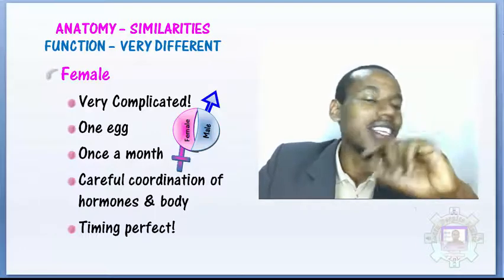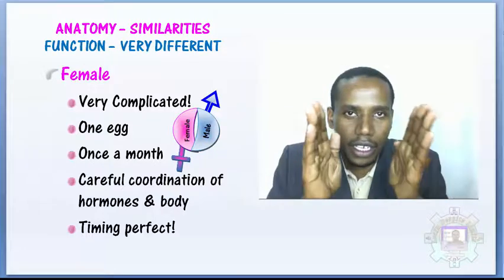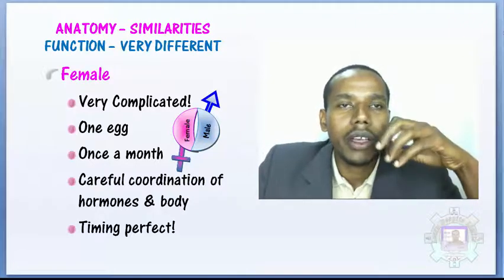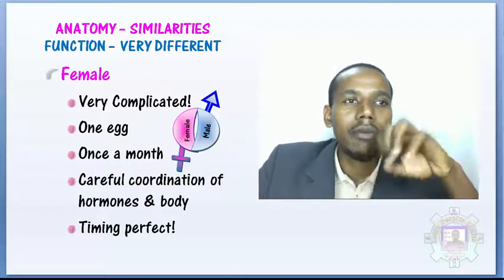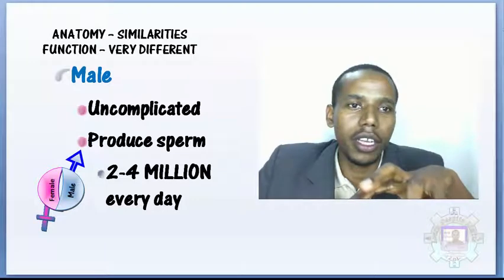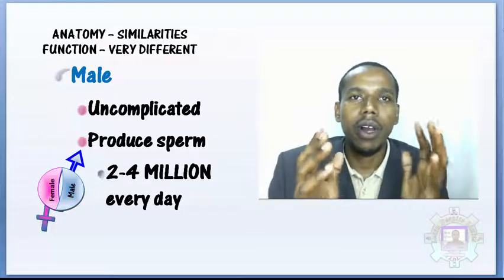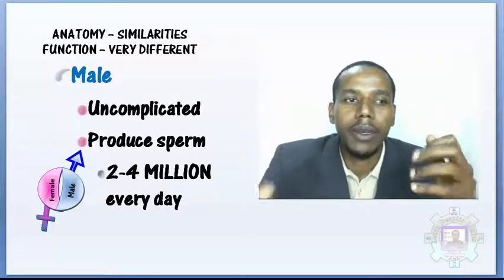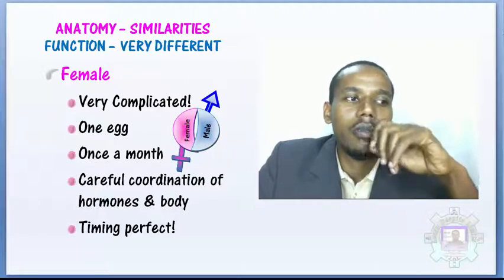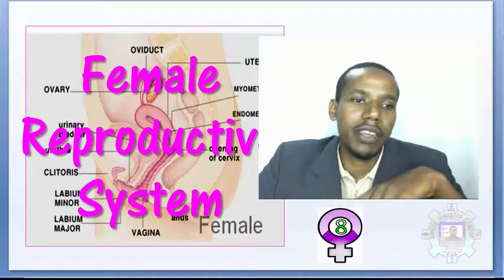With females, the timing must be perfect, because there's a window of fertility in a certain period in a month. The rest is not a fertile period. So we're checking on anatomy similarities, that they could be similar, but the functions are very different. Men's system is not very complicated. When you talk of complications, we mean more items and more things that influence the system. Because in females, there are several hormones that coordinate or make the female reproductive system work. Now, let's dig deeper into the female reproductive system.